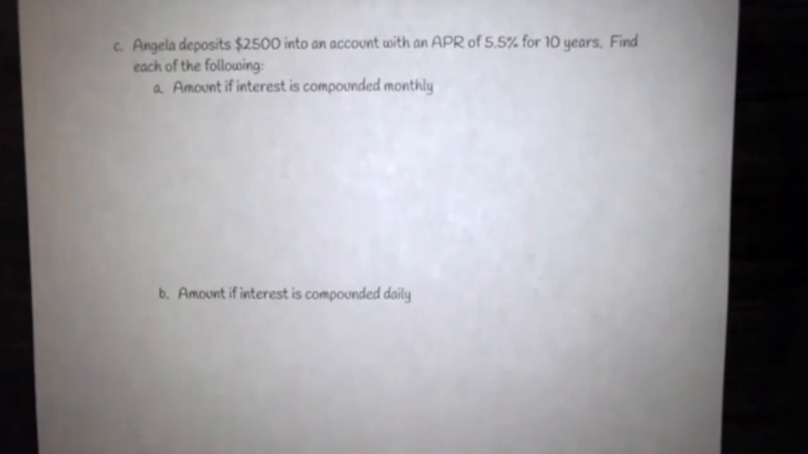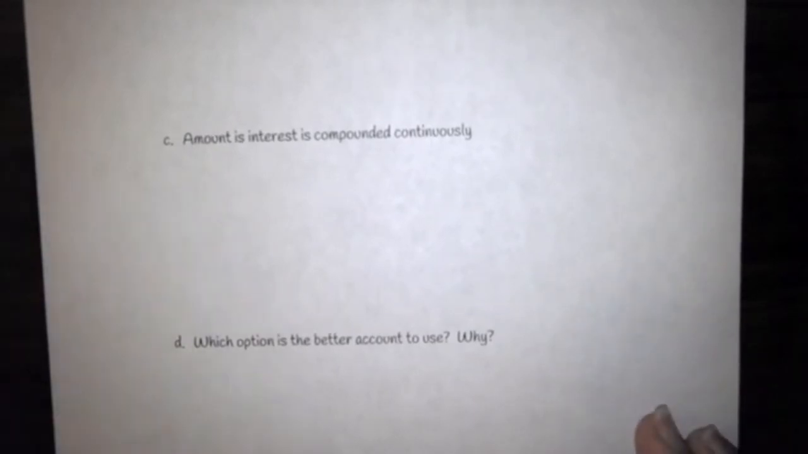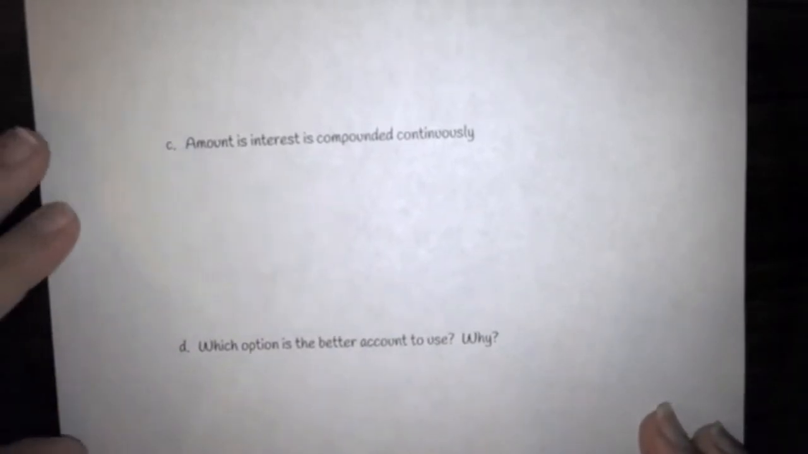Alright, the last problem that I wanted to look at is this one, and notice that this one has a bunch of different parts to it. The question says that Angela deposits $2,500 into an account with an APR of 5.5% for 10 years. And then it says find each of the following. So we're looking at compounding monthly, compounding daily, compounding continuously, and then answering the question of which option is going to be better and why.